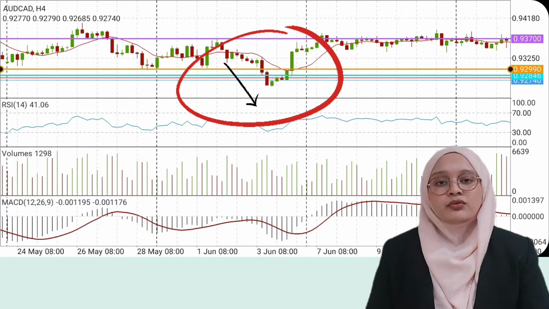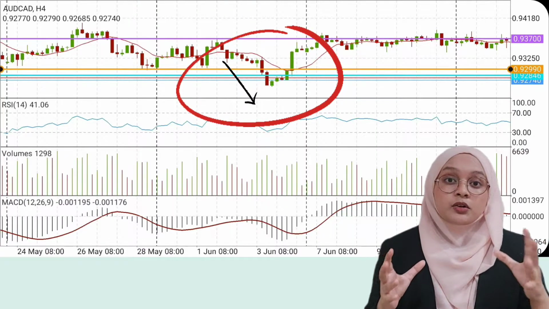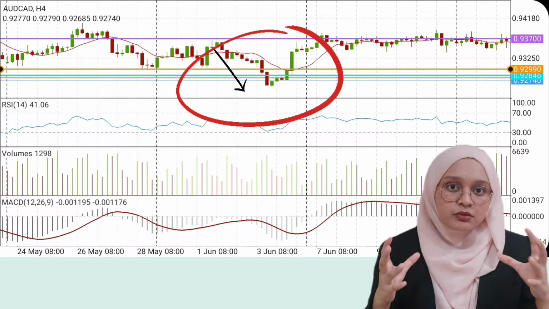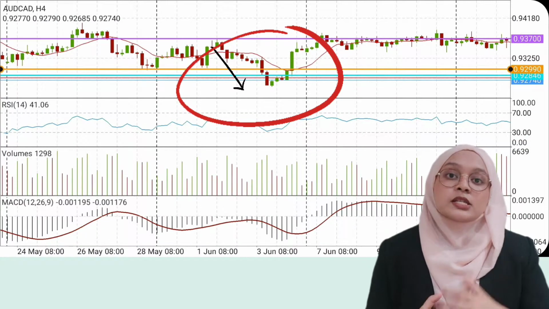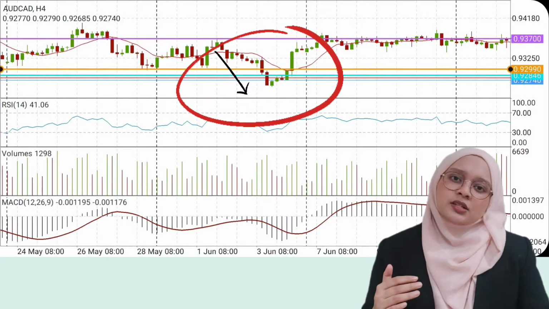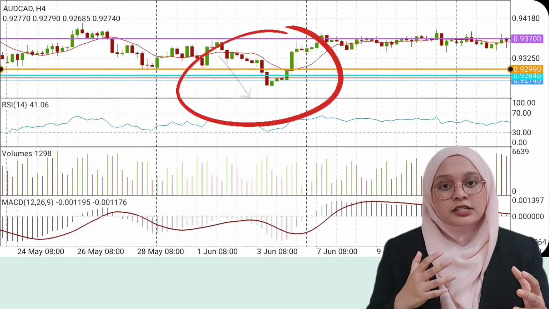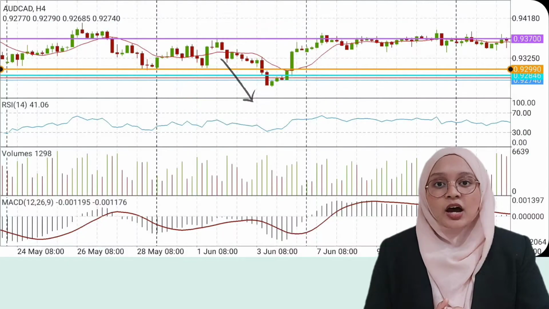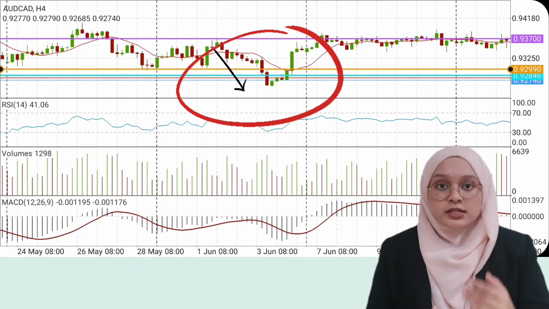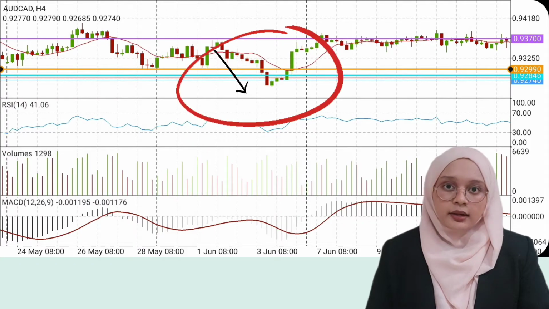Next, the simple moving average, SMA. From the graph of Australian dollar versus Canadian dollar, the simple moving average can be seen on the 3rd June 2021, where it is on the top and the trend has started to go downward. In this situation, I suggest that you should sell because the price moved toward the downtrend line from the bottom. But if it goes above the downtrend line, then you should buy it.